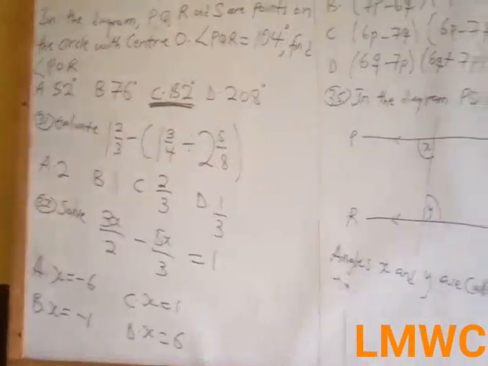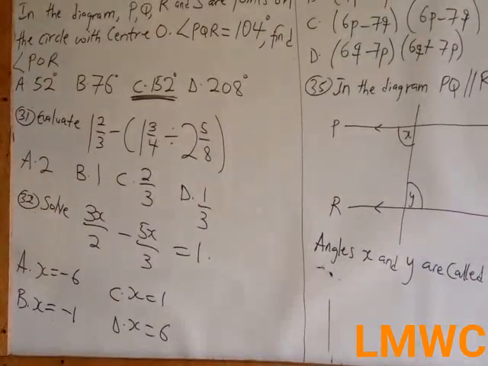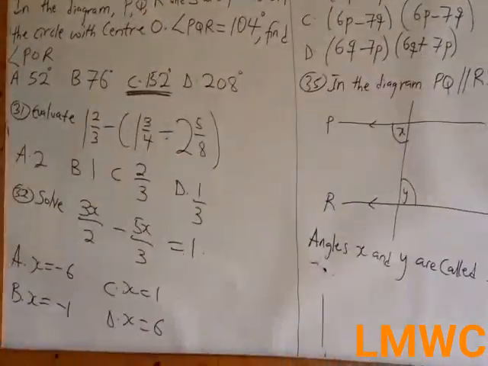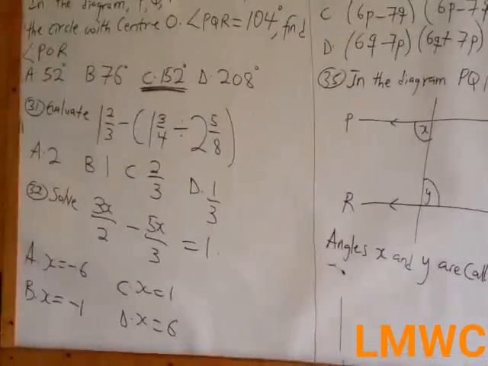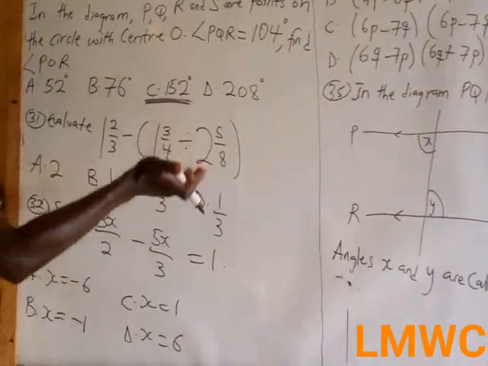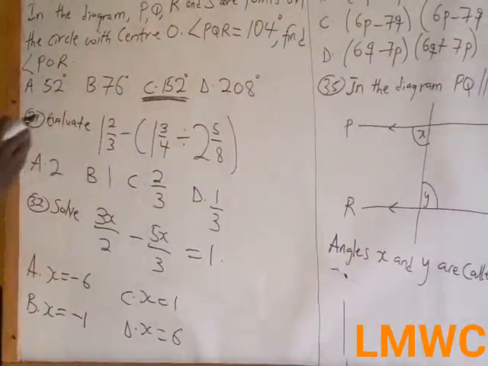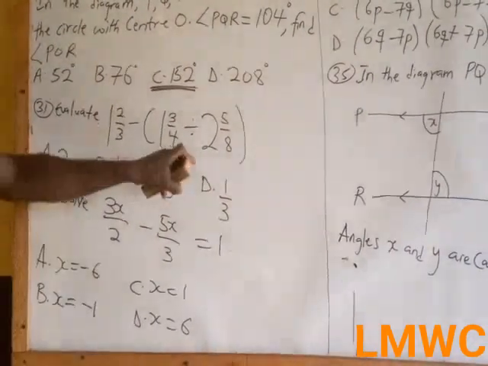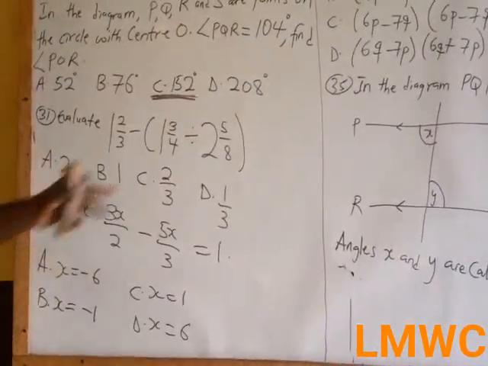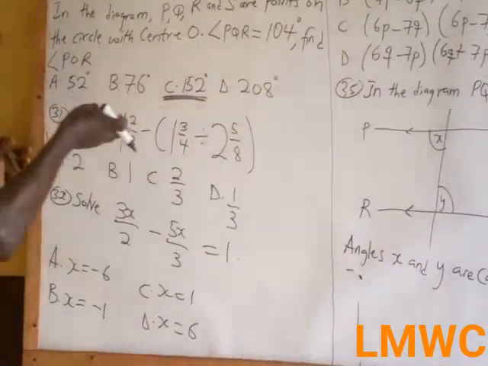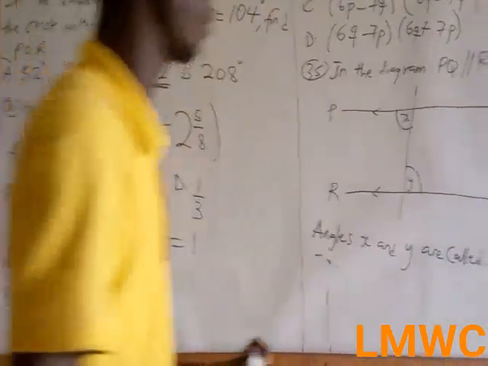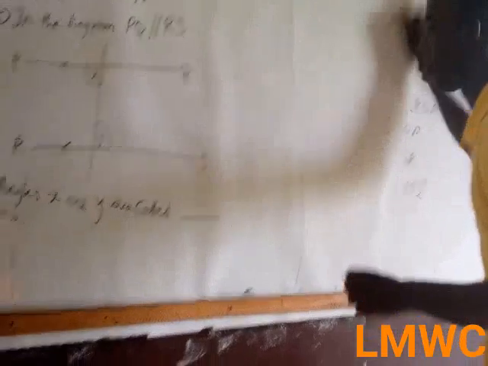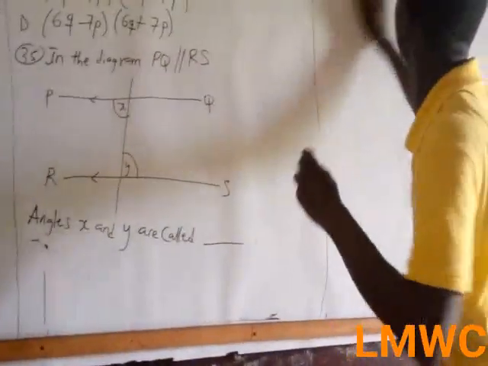Question 31 is a fraction. Simplified. Evaluate 1 whole number 2 over 3 minus bracket open 1 whole number 3 over 4 divided by 2 whole number 5 over 8. You see this question, always you apply BODMAS. If you meet a question mixed with operations, bracket first. But you realize that in this question, they are giving the fractions to you as mixed fractions. And this time you should change the mixed fractions to improper fractions. You change all the fractions to improper fractions.